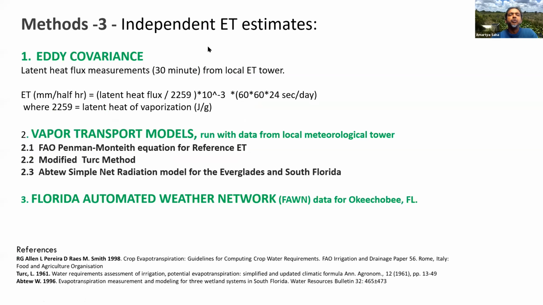Now, to compare these two methods against independent ET estimates, we had eddy covariance. We have a tower on site, which is run by the University of Illinois, and we use the latent heat flux methods to obtain eddy covariance. We also used weather data from our weather station to run various evapotranspiration models: the FAO Penman-Monteith model, modified Turc, and the adaptive simple variation model. And lastly, we obtained ET data from the Florida Automated Weather Network.